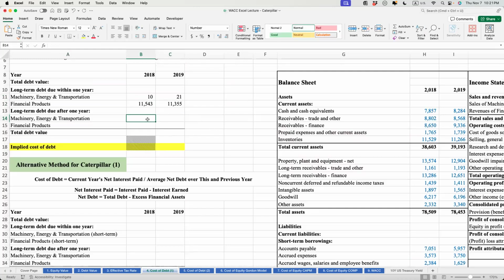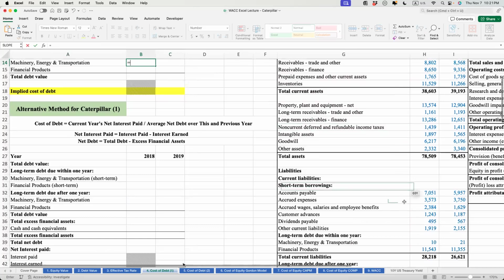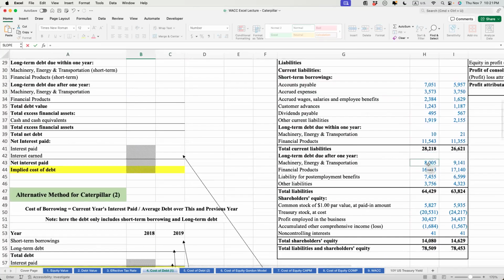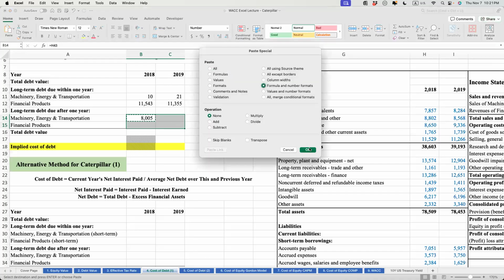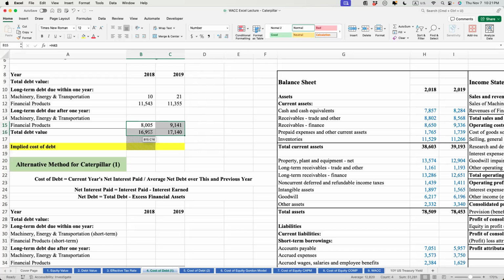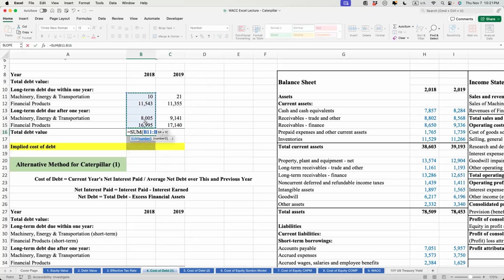You can copy the formula, and then for the long-term debt, now we can solve the total debt value by adding these two, the short-term debt and long-term debt, together. Now we derive the debt value for both years.